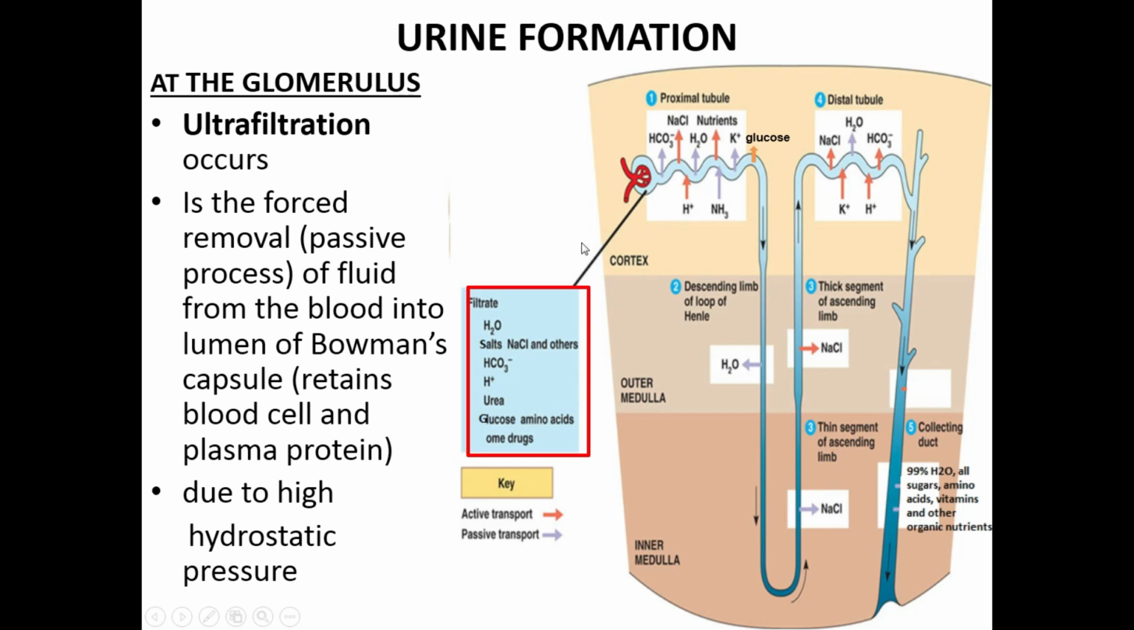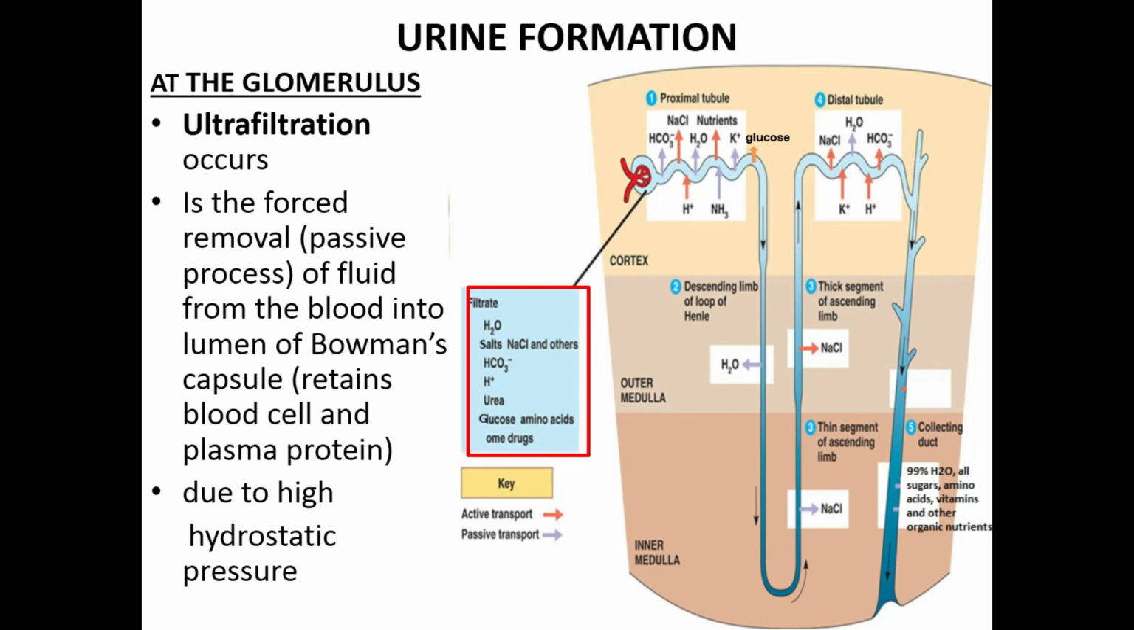I repeat again, ultrafiltration occurs at the glomerulus. What is meant by ultrafiltration is the forced removal of all substances or fluid in the blood except plasma protein and red blood cells due to high hydrostatic pressure. Example, water, sodium chloride, bicarbonate ion, H+, urea, glucose, amino acids and drugs will enter the Bowman capsule except red blood cells and plasma protein. It enters first due to high hydrostatic pressure.